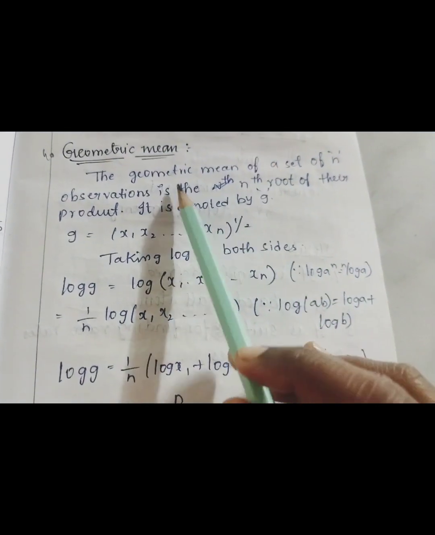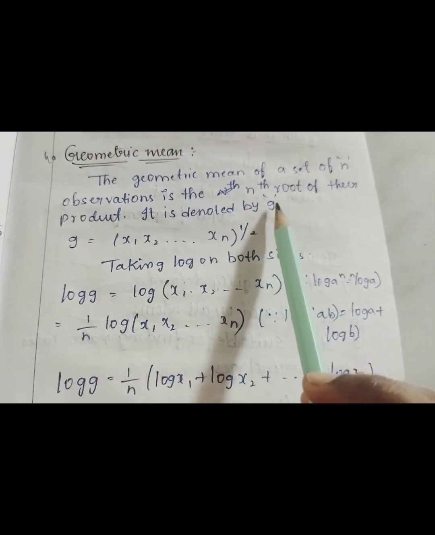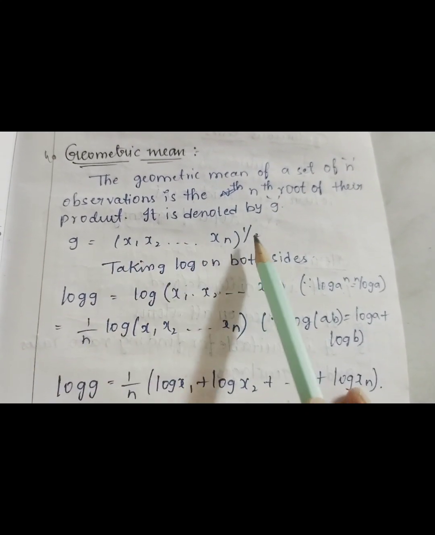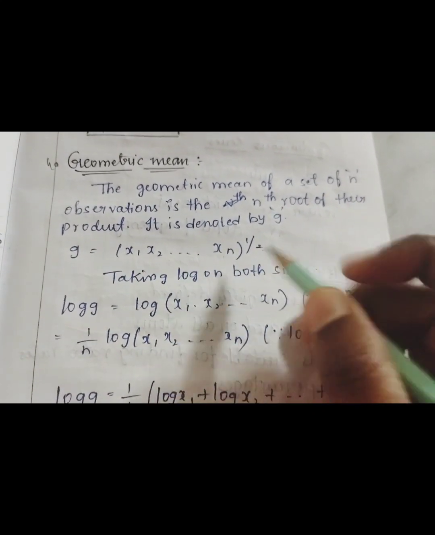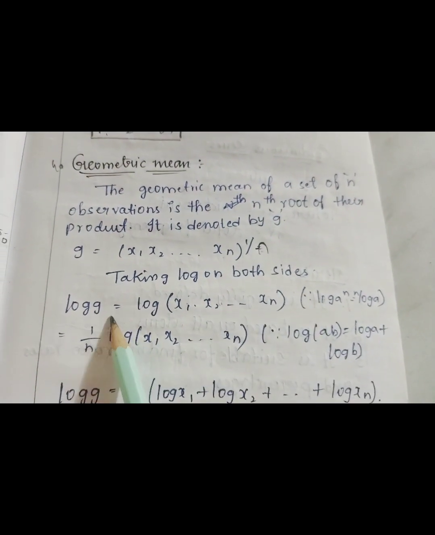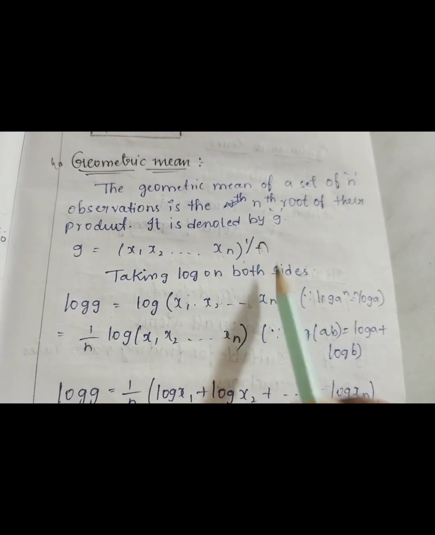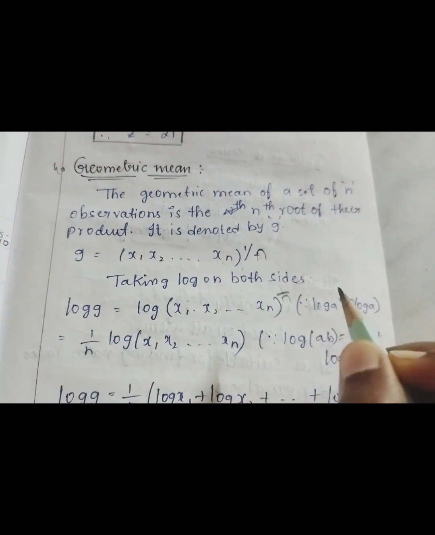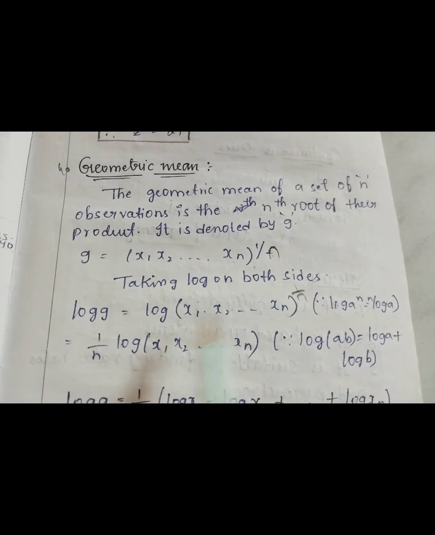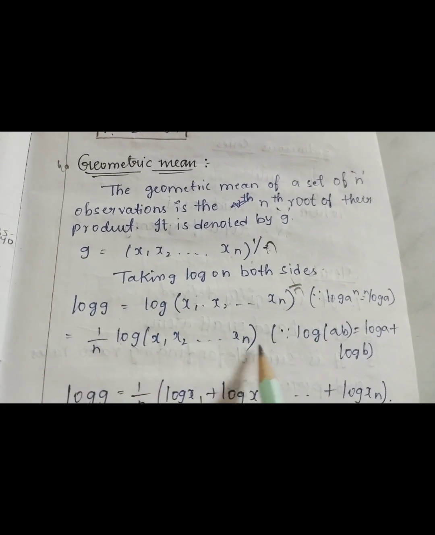Next, our fourth measure of central tendency is geometric mean. So geometric mean is obtained by taking the nth root of the set of observations given. So here G equal to (x1 x2 so on xn) whole power 1 by n. Next, taking log on both sides. So log G equal to log of (x1 x2 so on xn) whole power 1 by n. Next, we know that the formula log a power n can be written as n log a. So by using that formula we have written 1 by n log (x1 x2 so on xn).